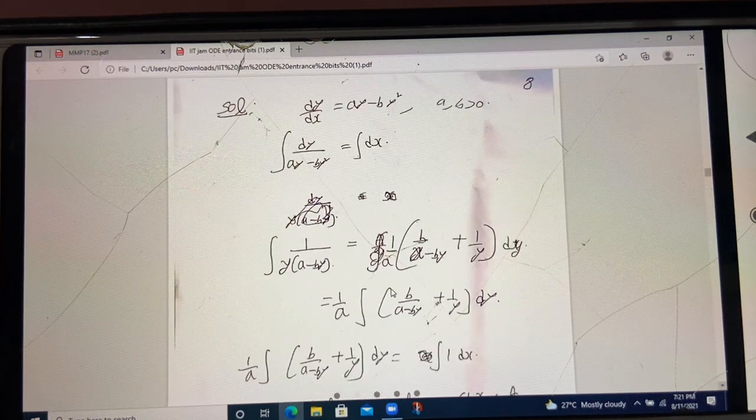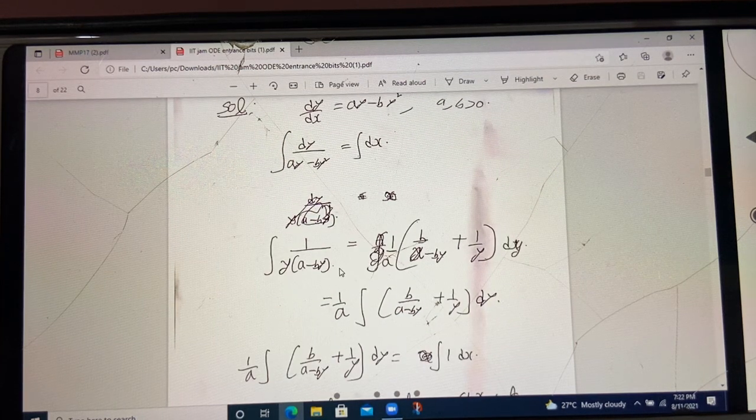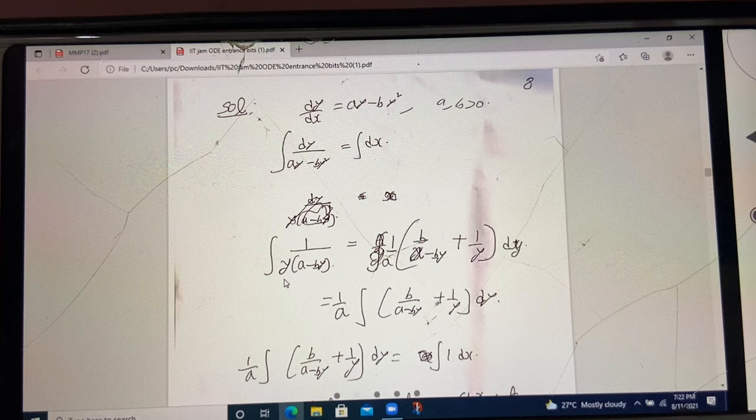Here, I am going to use one shortcut. Here, 1 by y into a minus by, I will take partial fractions: 1 by a into b by a minus by plus 1 by y. You know how to take partial fractions. Because if you take LCM, then by plus a minus by cancels, you will get back the same and a cancels.